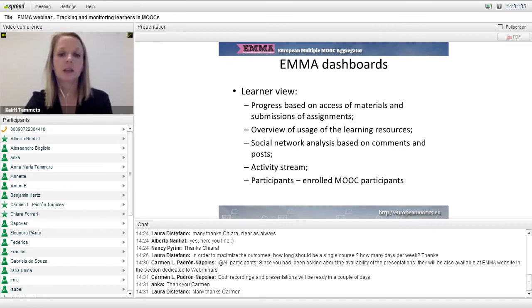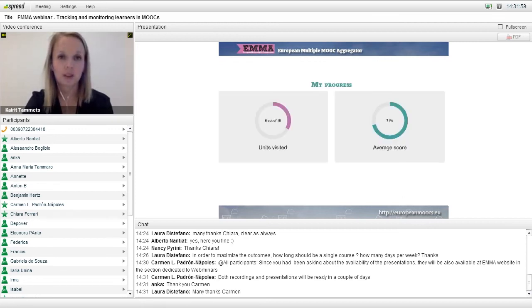Then social network analysis, which is based on the comments and posts in different functionalities, like the conversation functionality, and this has been used for social network analysis. Then we have an activity stream and an overview of the enrolled participants in that certain course.